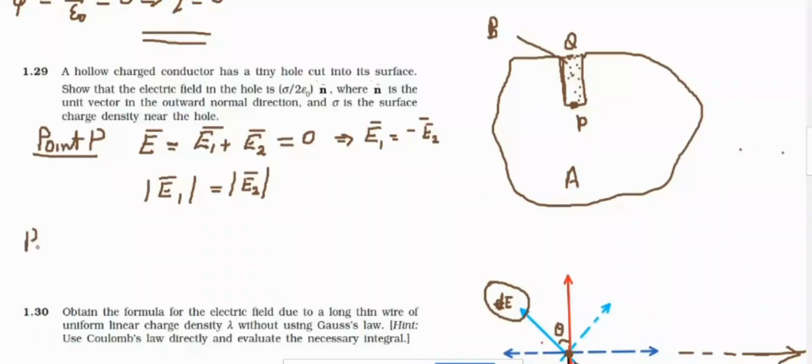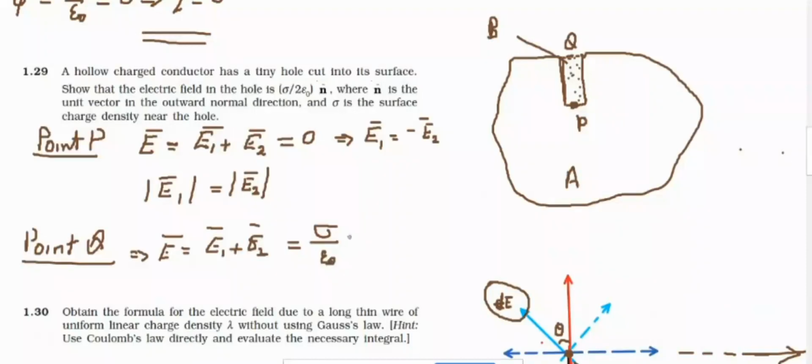Next, we can take point Q. Point Q also has two electric fields, E1 and E2. So total electric field E is equal to E1 plus E2, which is the electric field on the surface of a conductor, sigma by epsilon naught n cap, normally outward. In the case of the shell derivation, we have seen the electric field on the surface of a conductor is sigma by epsilon naught. Now we already have E1 equal to E2, both are equal. Therefore, we can say 2E1 is equal to sigma divided by epsilon naught n cap.